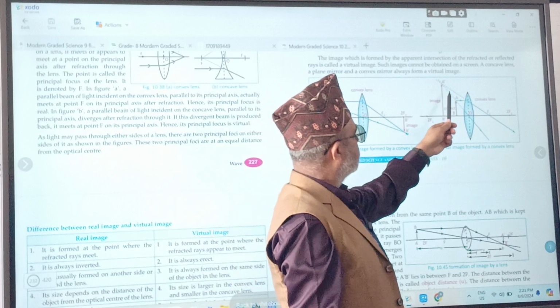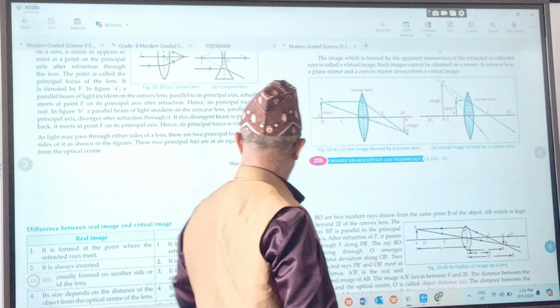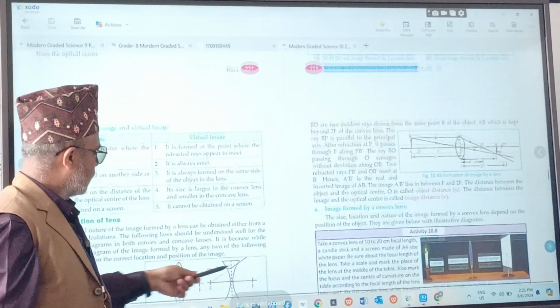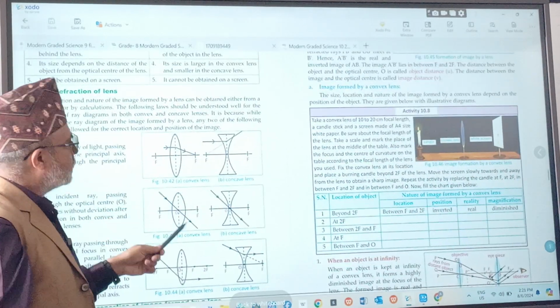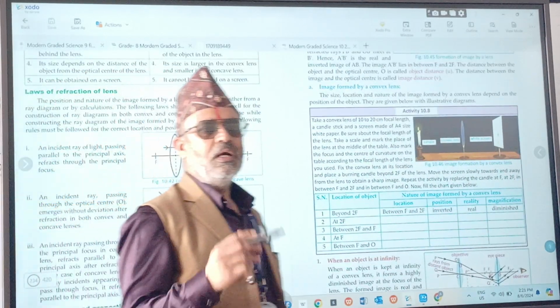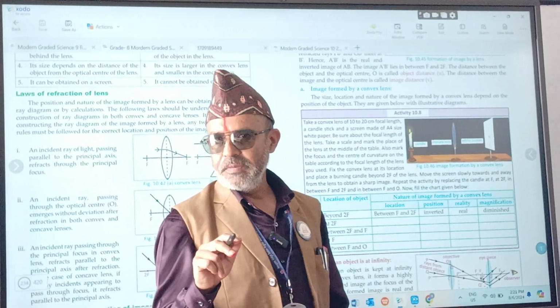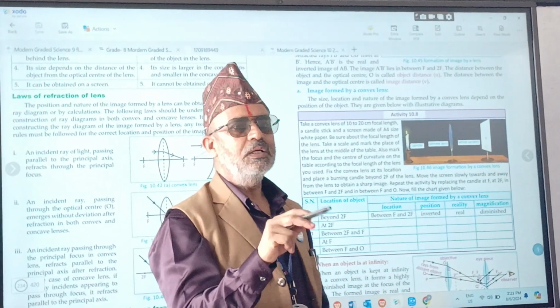That is a real image. Now, what type is this? Erect. So two differences we have done, right? Okay. The rest we will continue in our next period. Understood? Everybody take out your book, read once again and start making your notes.